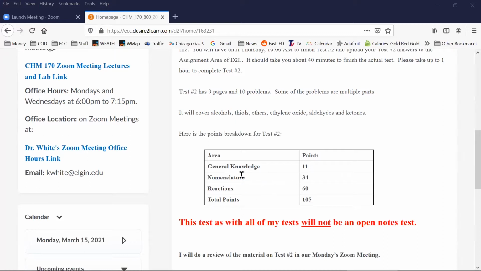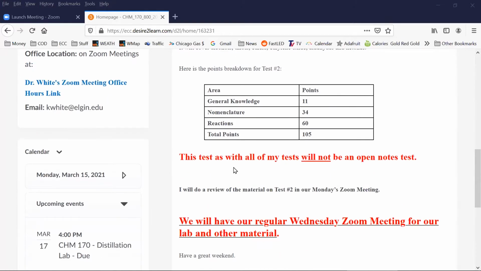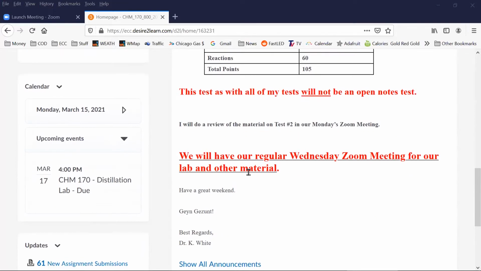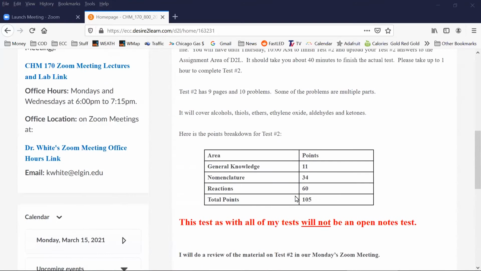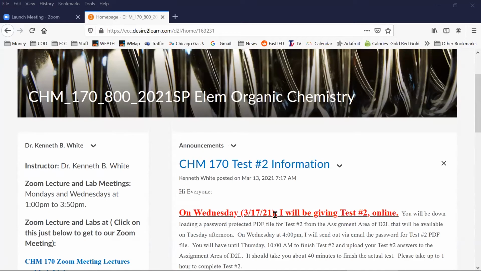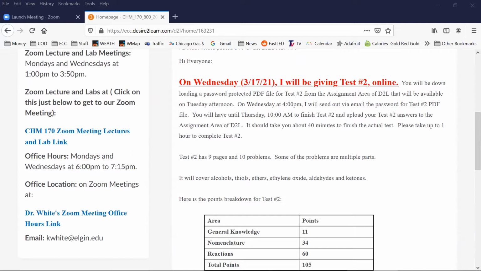Now, which are the bonus questions? I don't know. If this adds up to 105, you pick which you want to. Now, this test, as with all of my tests, will not be open notes. And I put things in the test that I'll know if students are opening their notes, and that's called cheating. And other ways of cheating, please don't do, because I'll know, and I will do what's in my syllabus, which you won't want to happen. Please don't. And today I'll be doing a review like I have here. And on Wednesday, we'll have our regular Zoom meeting with our lab and other materials. And that's it. Again, this Wednesday after class.